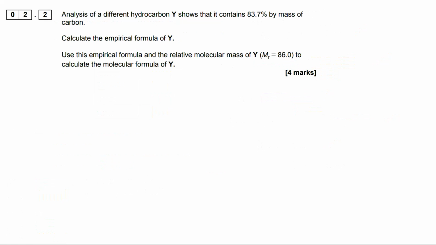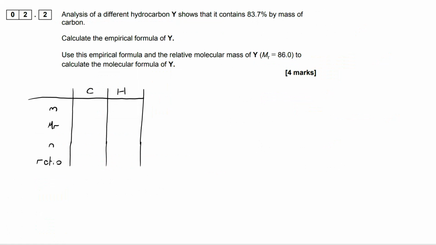We move on to an empirical formula question. We want to know the empirical formula of Y, which is a hydrocarbon, and we've only been told the percentage by mass of carbon. Going to start out by drawing the table m, Mr, n and ratio. Mr is technically Ar, it's the atomic mass in this case.